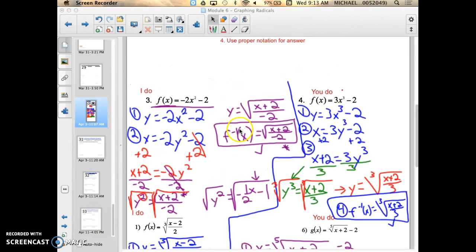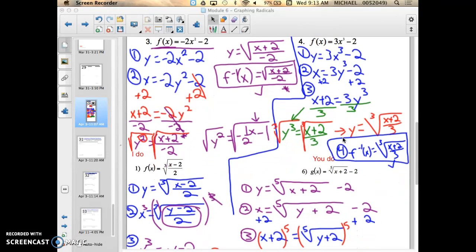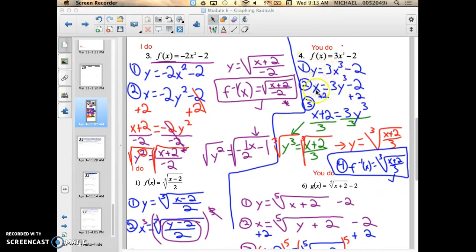At this point, you should have paused the video and tried number 4 and number 6 on your own. So here's the steps for number 4. I circled step 1, step 2, step 3, and then finally step 4. And so for step 4, the f inverse of x equals the cube root of x plus 2 divided by 3. That is what you should have gotten. If you did not get that, please raise your hand so I can come check your work.